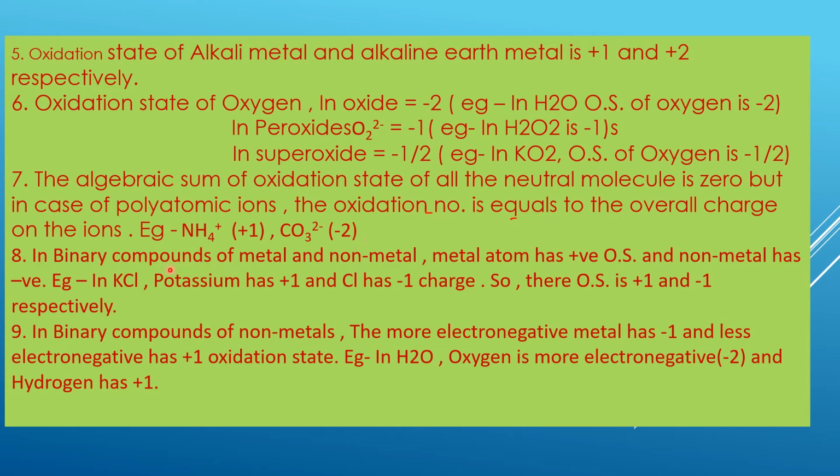Now if we take binary compounds of metal and non-metal, the metal atom will have positive oxidation state and the non-metal will have negative. Like KCl, one example I have taken here. We can take some other example also, like NaCl. In KCl, potassium is a metal, chlorine is a non-metal. So potassium has +1 charge, positive, and chlorine will have -1 charge, negative.